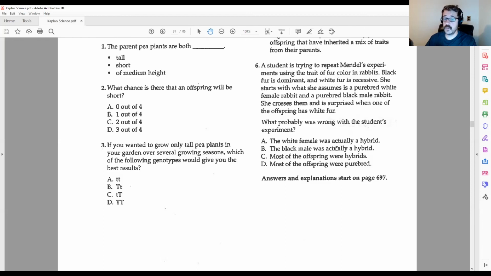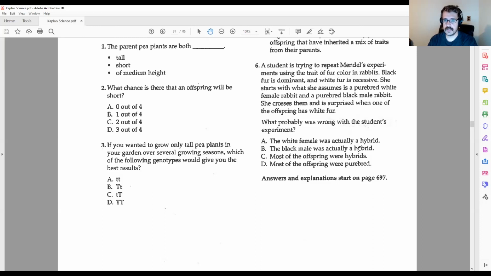It's not possible for the white female to be a hybrid because if she had even one black gene, she would have been black. The black male was actually a hybrid. So this is probably the correct answer, because if the black male was a hybrid, that would mean that he would have one recessive white gene, which means that he has a 25% chance when we're having offspring with the white female to have a white offspring.